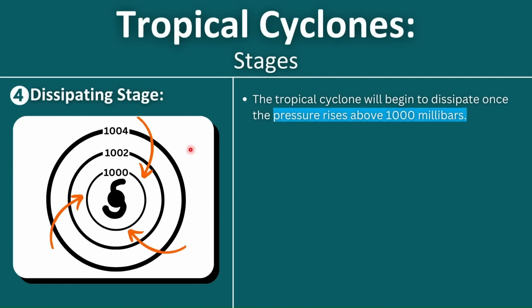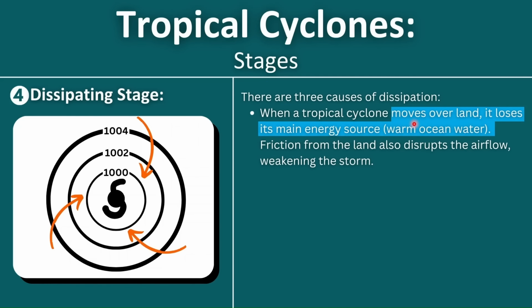Now we get to the last stage, which is known as the dissipating stage. Now this is the end of the tropical cyclone's life. So the tropical cyclone will begin to dissipate once the pressure rises above 1000 millibars. Now there are many reasons why a cyclone will dissipate, and today we're going to be looking at three causes, right? There's three causes of dissipation.